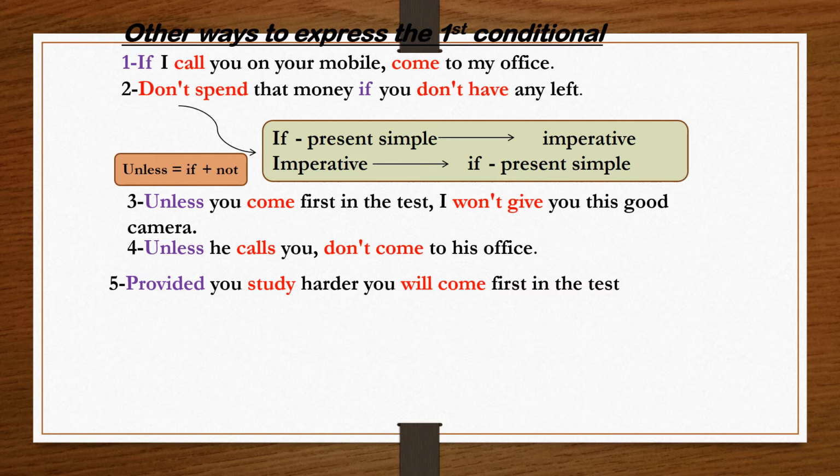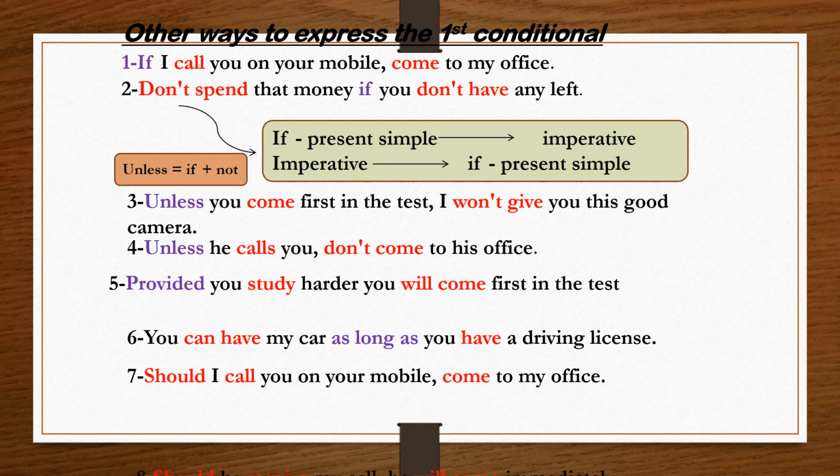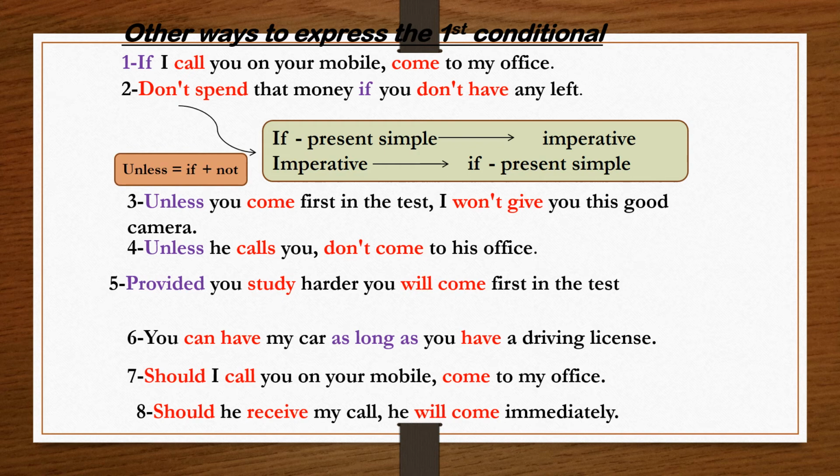We have provided. Provided equals if or in case, okay? And after them, we put the full sentence, subject and verb and so on, like, provided you study harder, you will come first in the test. You can have my car as long as you have a driving license. Okay? Here we can put as long as or in case or provided instead of if.